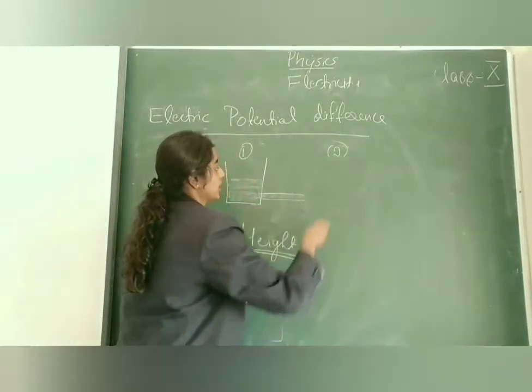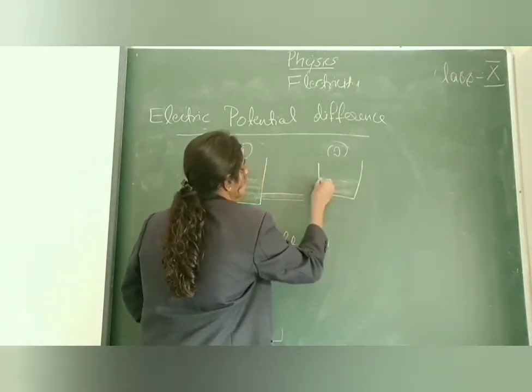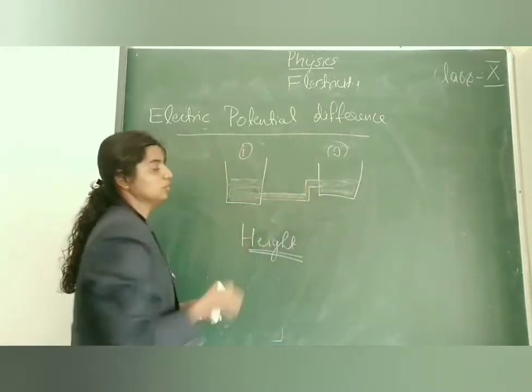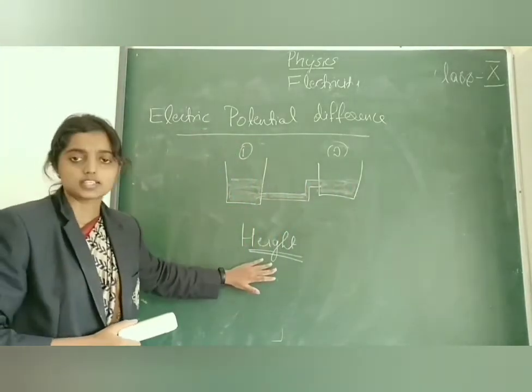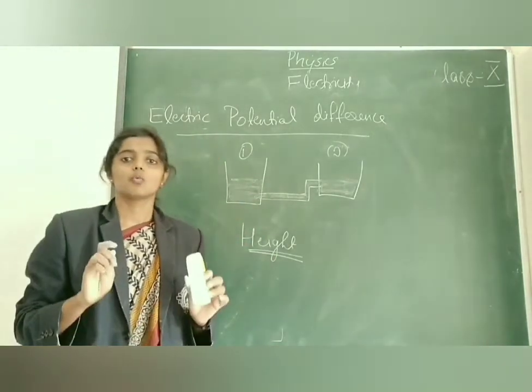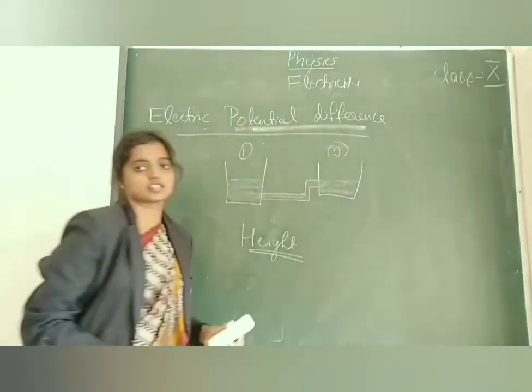In the same way, if you raise the height of beaker 2, the water will flow from beaker 2 to beaker 1. So height is the factor. In the same way, for the flow of electricity, there should be one factor, and that factor is potential difference.